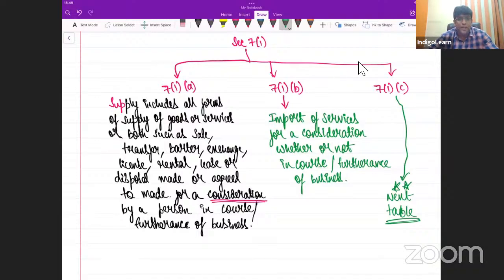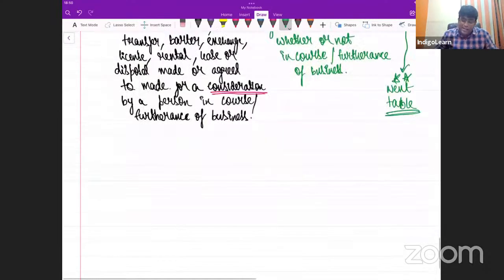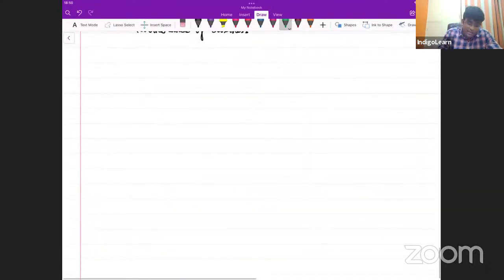Yeah. So what is 7.1a, guys? 7.1a talks about supply including all forms of supply of goods or services or both, such as sale, transfer, barter, exchange, license, rental, lease or disposal, made or agreed to be made for a consideration by a person in the course or furtherance of business. 7.1b, import of services for a consideration, whether or not in the course or furtherance of business. Then finally 7.1c, important, please listen.